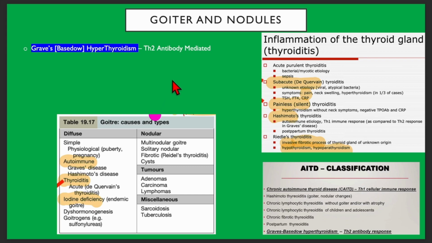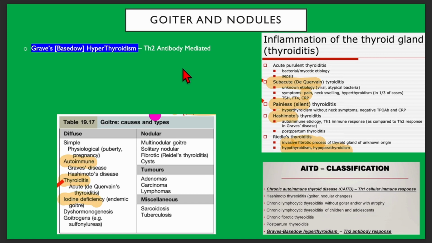Okay, now we go to Graves. Any questions about Hashimoto? I'm looking at the chat. No question about Hashimoto? Okay, good.